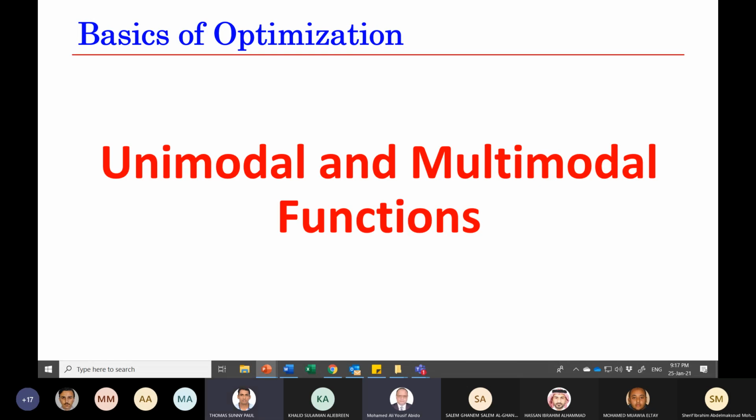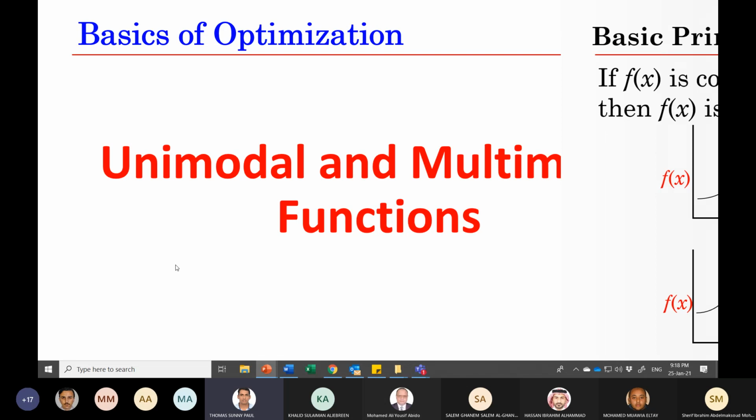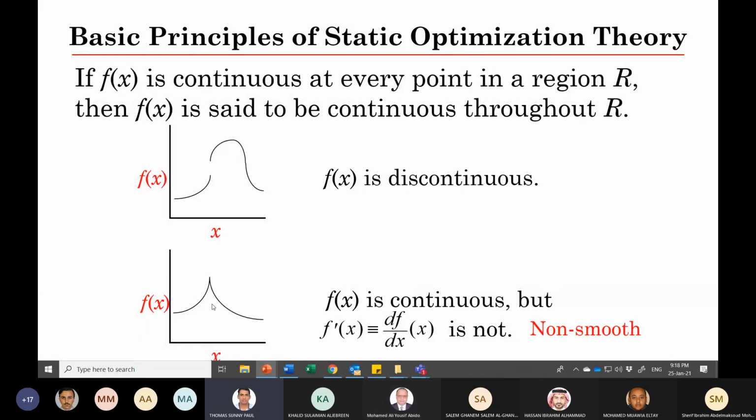Sir, when you said that to find whether a function is smooth or non-smooth, we can find the derivative at a point, and if it does not exist, it is non-smooth. Just like that, to find continuity and discontinuity, do we have some mathematical method?